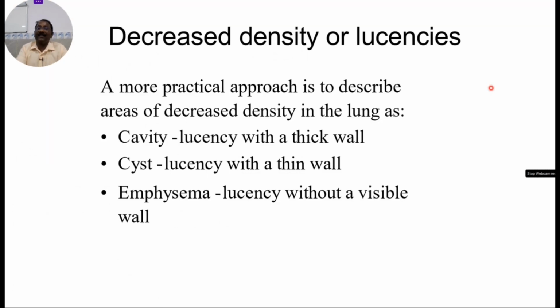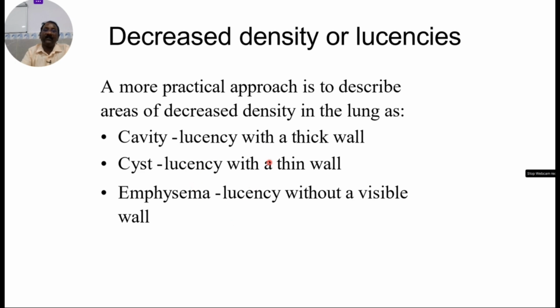Decreased density of the lucencies. A more practical approach is to describe the areas of decreased density in the lungs. A cavity is a lucency with a thick wall, a cyst is a lucency with a thin wall. So this is the difference between your cavity and the cyst. The cavity will have a thick wall and the cyst will have a thin wall. Emphysema is without a wall.